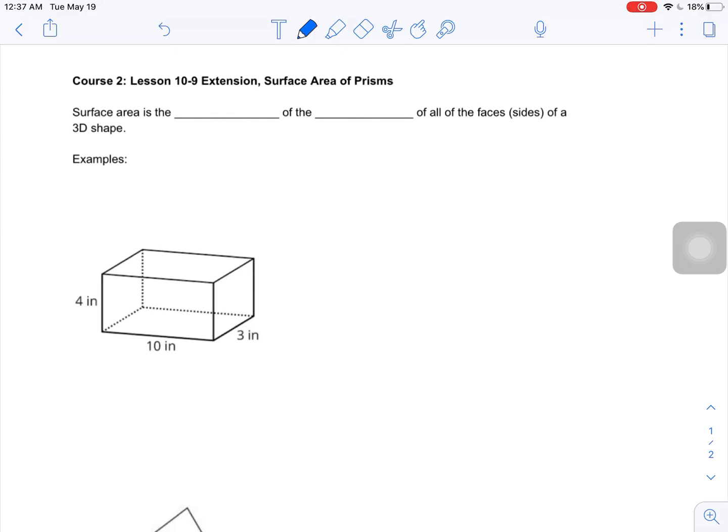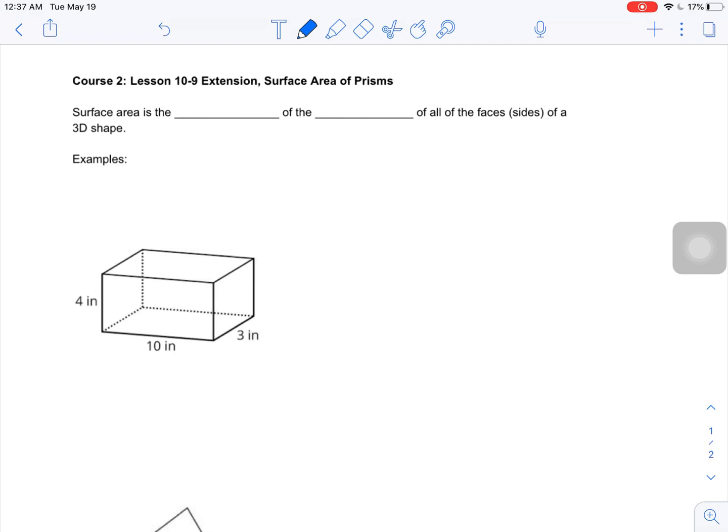We have been working with the volume of prisms. We've learned how to calculate the volume of a rectangular prism, and we've also learned how to calculate the volume of a triangular prism. Volume is what fits inside a 3D shape. So if you filled up the shape, how much would fit inside?